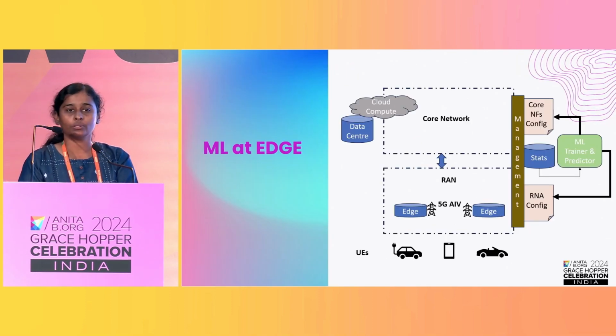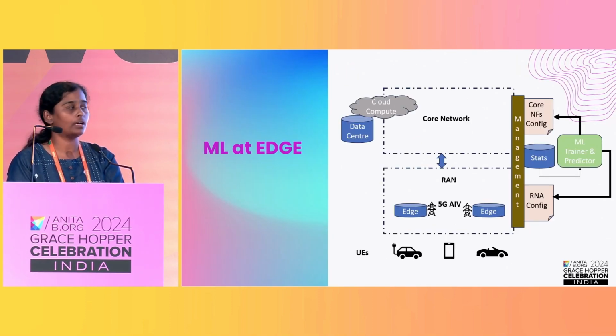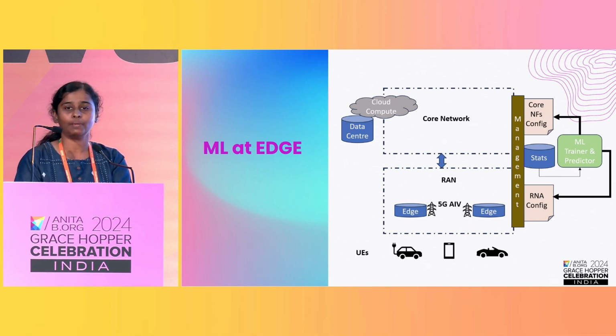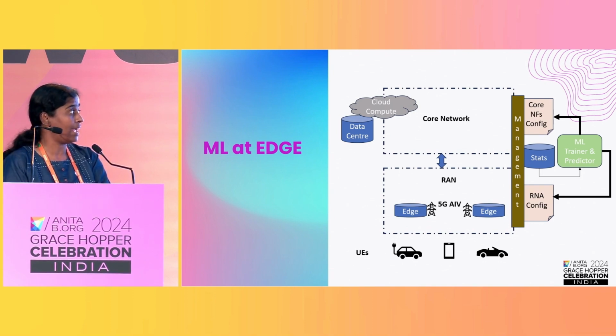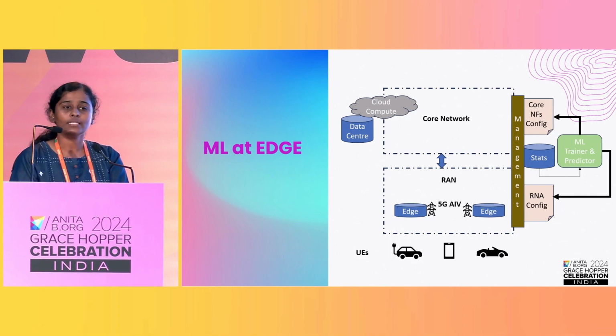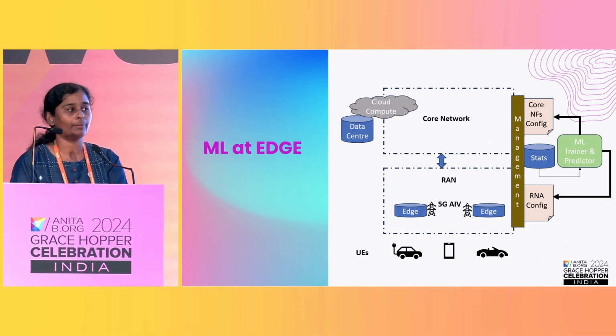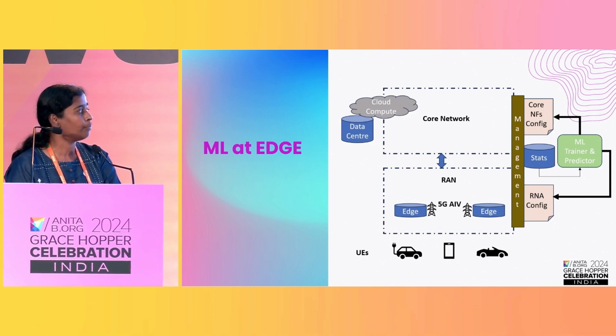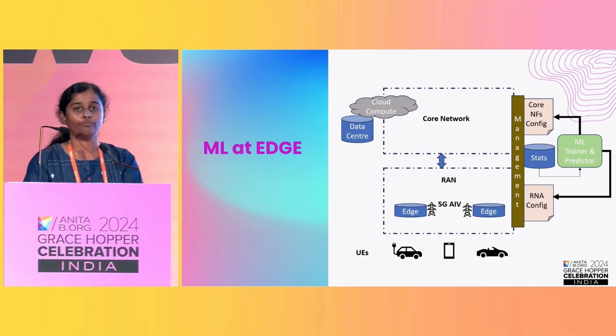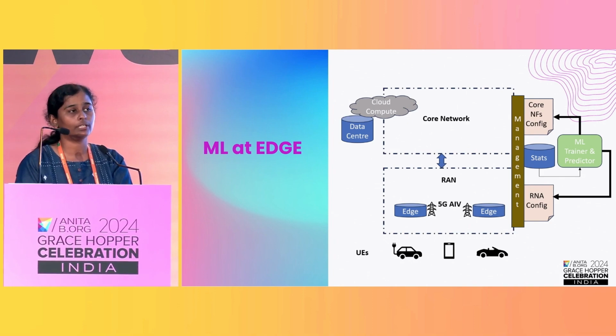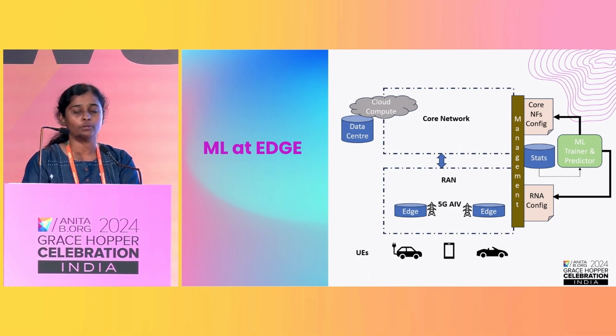Coming to the solution, this is the kind of solution we are planning to have: an AI/ML-based model in the management plane. This is a kind of network that might get deployed at any of the edge. So you have a core network, you have the RAN, and you have the management plane. This management plane is primarily responsible for collecting all kinds of data from the core network and also from the RAN point of view. So there are different kinds of configurations given to each of the network elements in the core network.